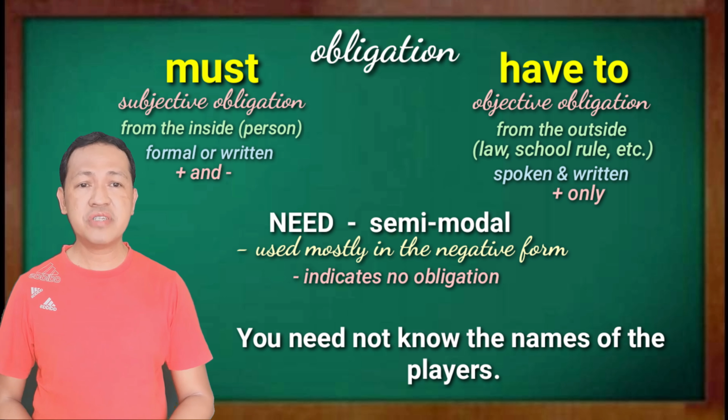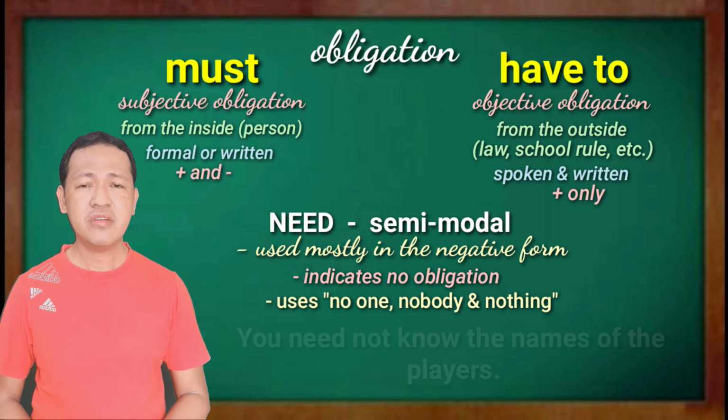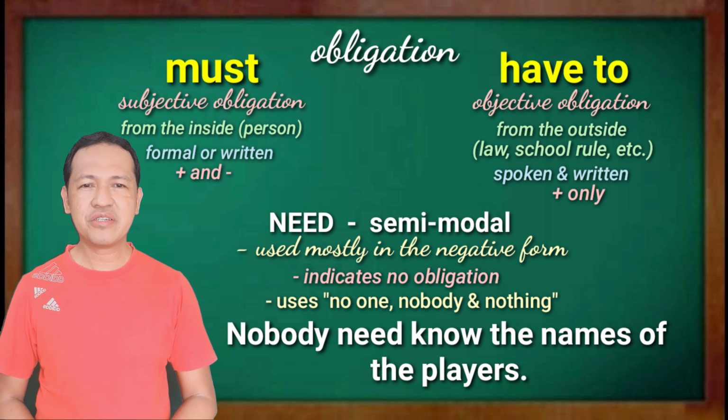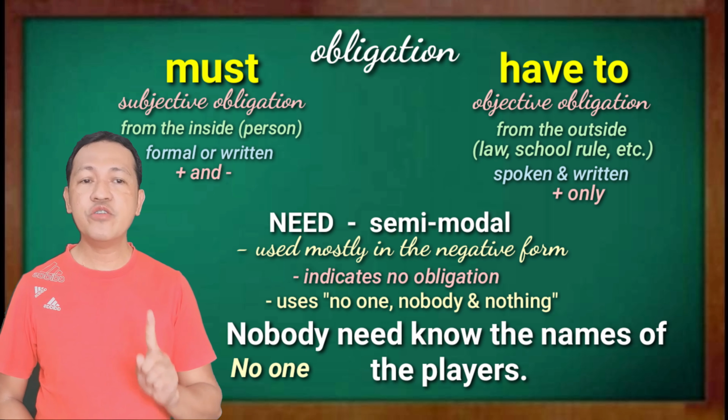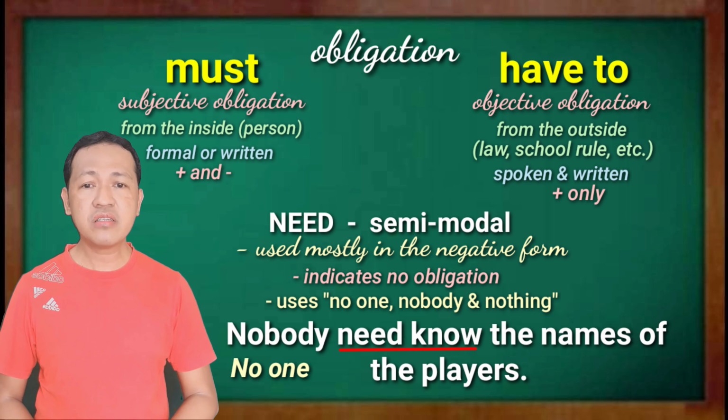Take note that the positive semi-modal need is not common and it's only used in formal contexts. Even in writing, there is almost always a negative word like no one, nobody, and nothing, even if the verb phrase is positive. For example, nobody need know the names of the players. No one need know about it. These are sentences that indicate no obligation. Look at the verb phrase need know. It's positive, and before it we see a negative word, nobody or no one.